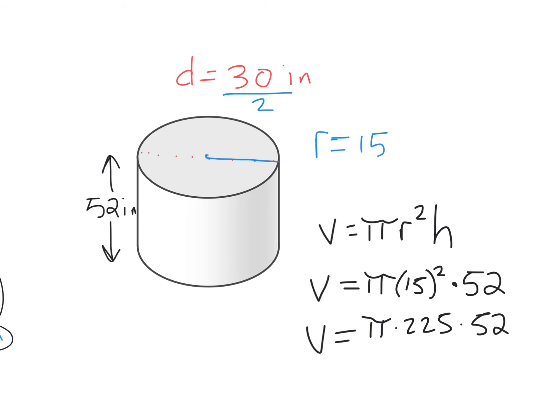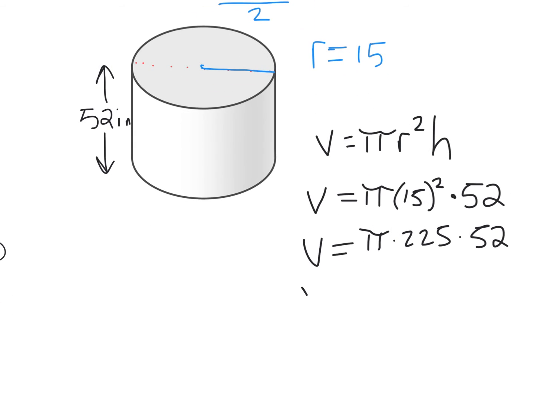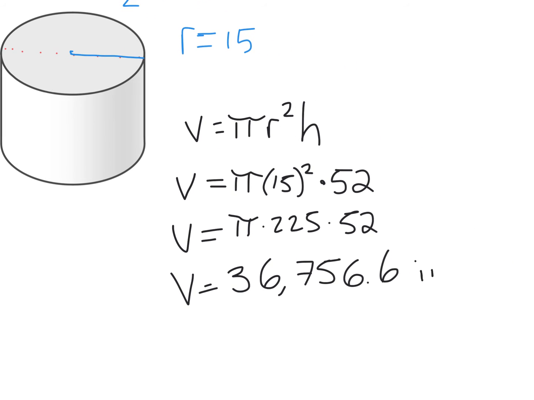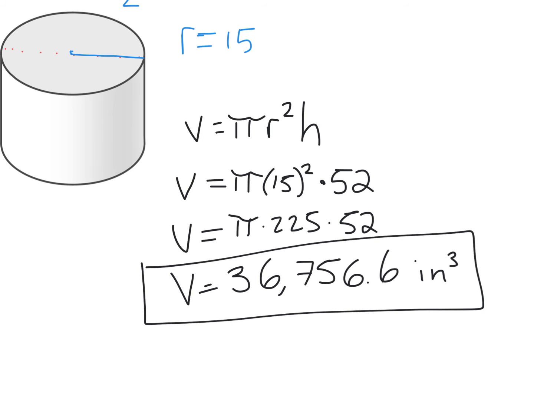Now I can just put that into my calculator, multiply pi times 225 times 52, and I use the pi button on this, and I calculate that the volume is equal to 36,756.63. I'll just leave that at 0.6. So we have found, this is going to be in cubic inches now, we have found the volume of this cylinder.